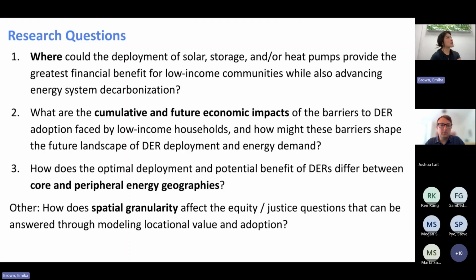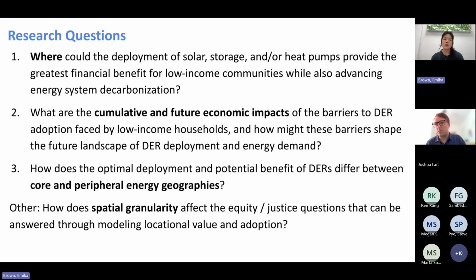So the questions that I'm interested in exploring in my research are, firstly, where could the deployment of solar, storage, and/or heat pumps provide the greatest financial benefit for low-income communities while also advancing energy system decarbonization? This is about identifying places where there are synergies between the highest benefit of deployment of those technologies to low-income households, but also emissions reduction gain from doing so.